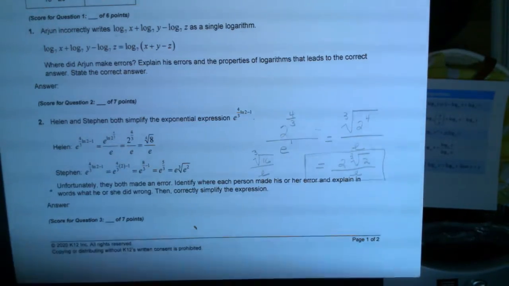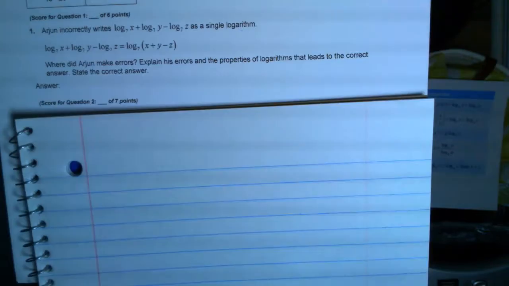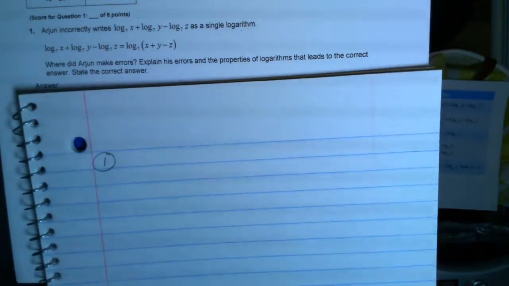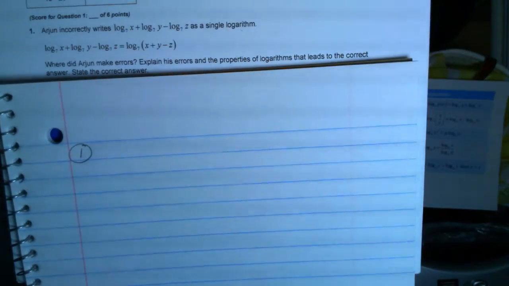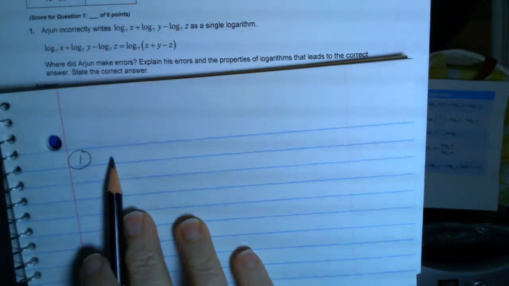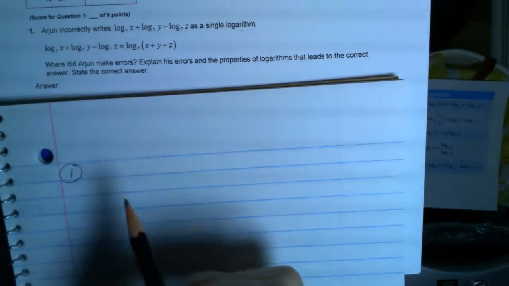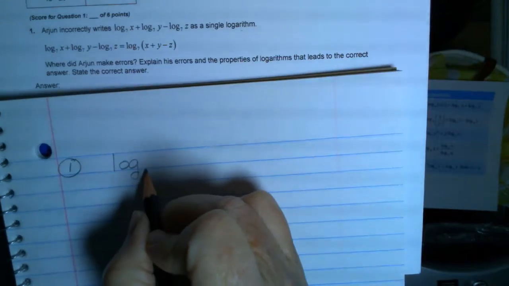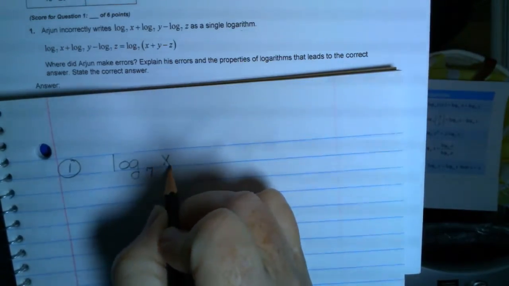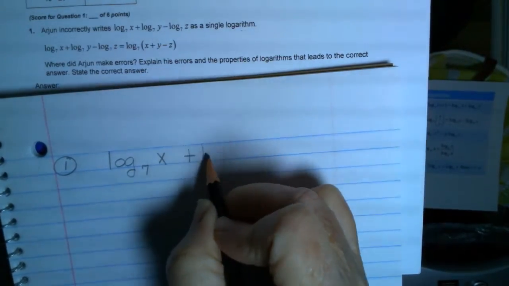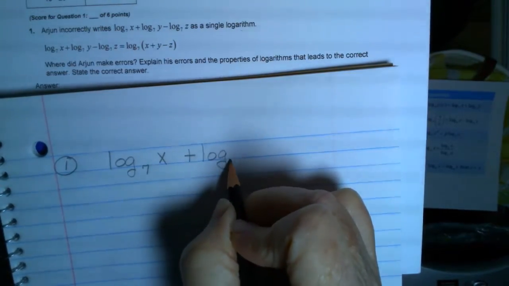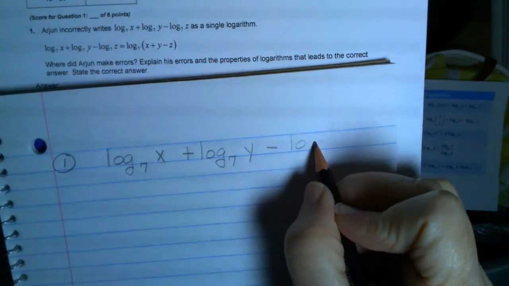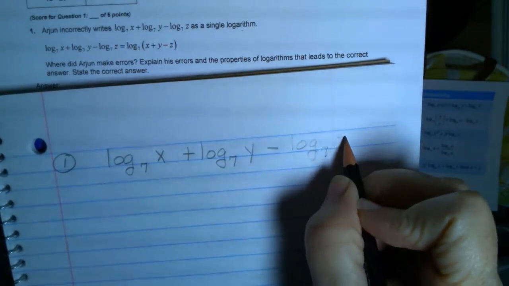All right, I've got a blank sheet of paper, just notebook paper. I'm going to put question number 1. You don't even have to put a title on it. You'll title it whenever you save your document to turn in. All right, so we have log base 7. I'm going to go ahead and write down the initial problem: x plus log base 7 y minus log base 7 z.